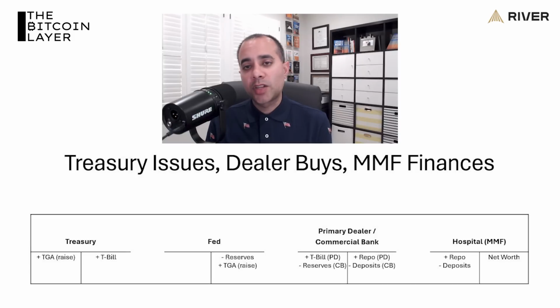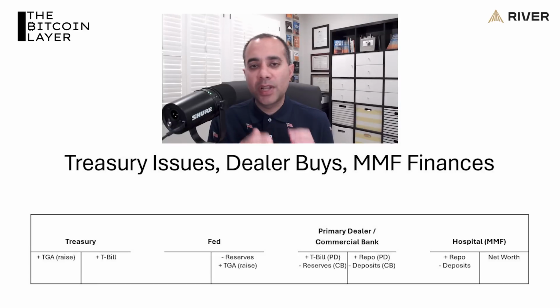Then you go to the hospital's balance sheet. The hospital balance sheet already has money now. So it's going to minus deposits and plus repo. It's going to take money it already has, and it's going to finance the dealer. So it gains a repo agreement where it basically is due interest the next day. So that's why a hospital doesn't change the net worth: subtract deposits and add repo.